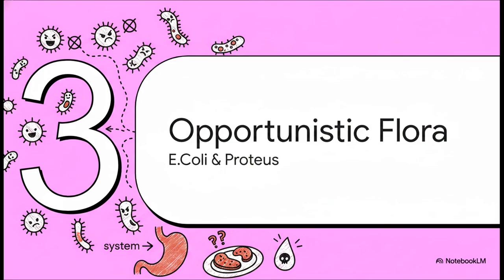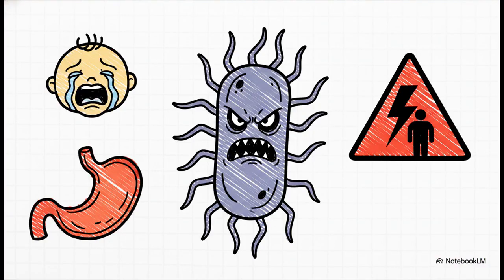All right, Section 3. Opportunistic flora, E. coli, Proteus, and Klebsiella. Let's look at pathogenic E. coli. While it's normally a beneficial resident, when it goes rogue, it's bad news. You'll see enteritis, peritonitis, cystitis, and devastating infantile diarrhea. But your absolute grave danger here is endotoxic shock.